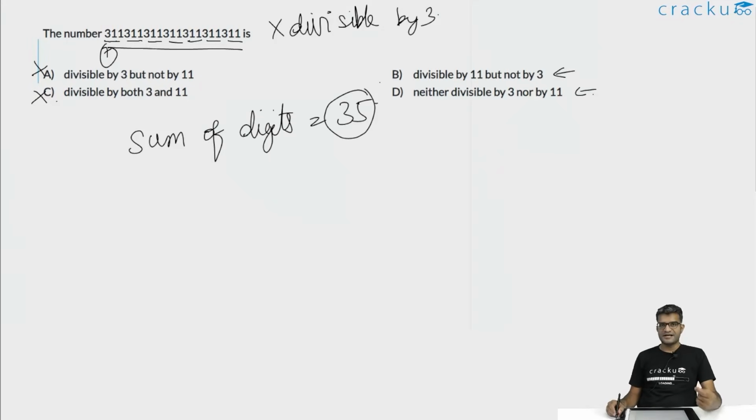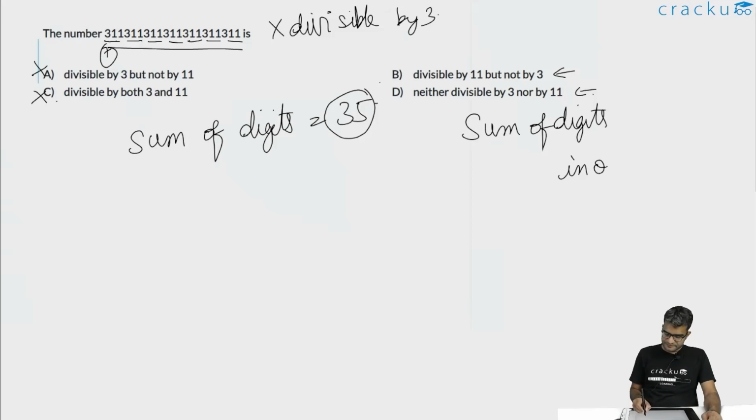How can I calculate if a number is divisible by 11? We will calculate the sum of digits in odd places. Let this be O. We will calculate the sum of digits in even places.